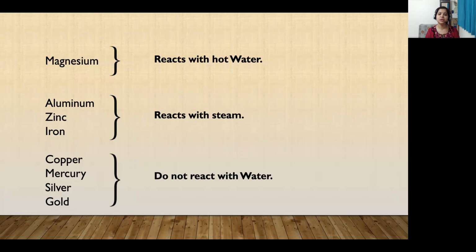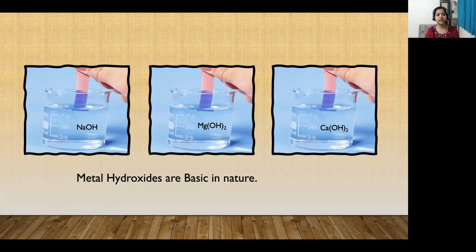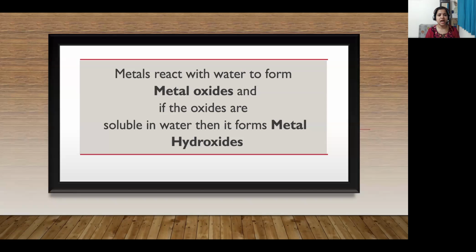So most of the metals produce metal hydroxide when they react with water, and they produce hydrogen gas. So let's check the nature of the metal hydroxide. If we take sodium hydroxide, magnesium hydroxide, and calcium hydroxide in different beakers, every time you will observe the red litmus paper change into blue color. It means the metal hydroxides are basic in nature. So you can infer that metals react with water to form metal oxides, and if the metal oxides are soluble in water, they form metal hydroxide.